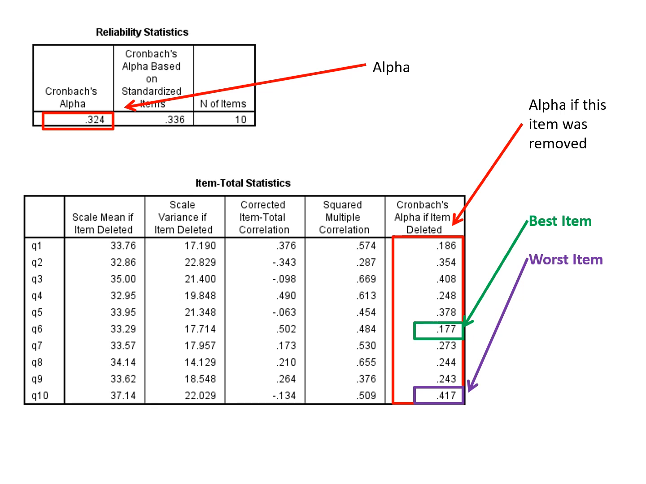But if we were going through and looking to see how could we make the scale better, if we actually remove question 6, it would actually take the alpha from 0.324 to 0.177. So that's definitely our best item. However, if we pulled out question 10, the scale would actually go from 0.324 to 0.417. Still not a good scale, but definitely an improvement.